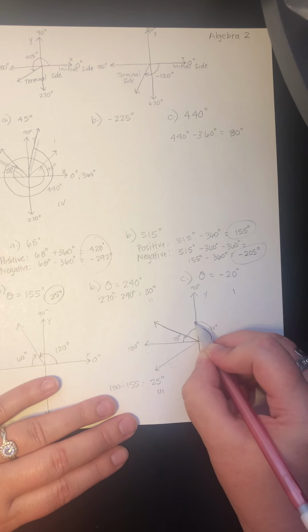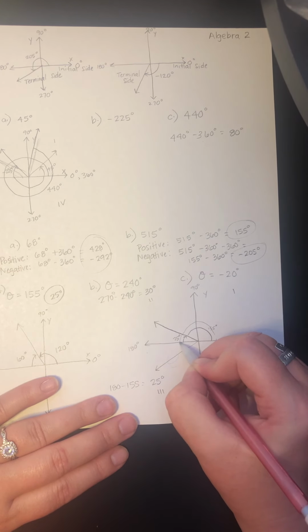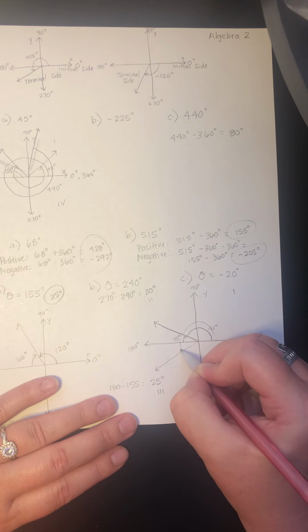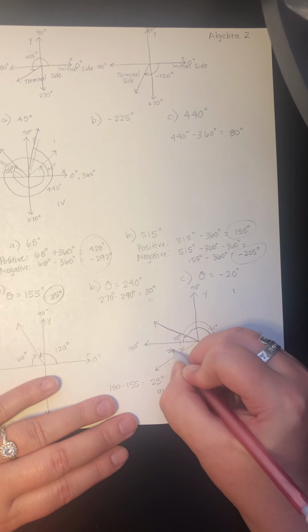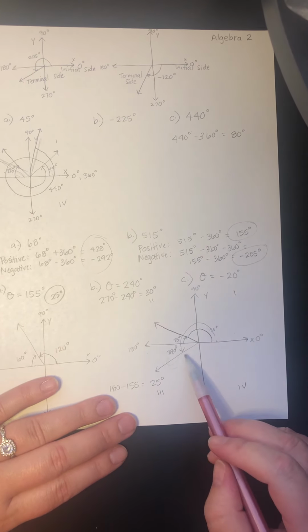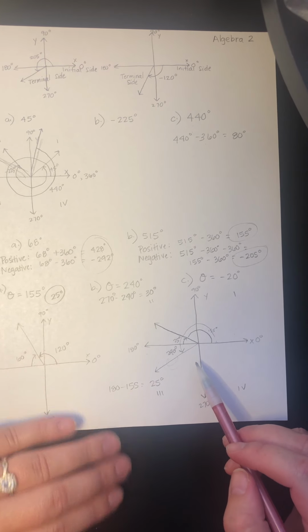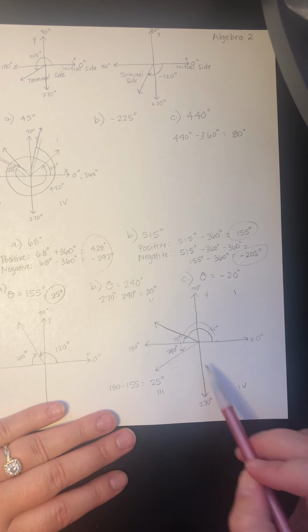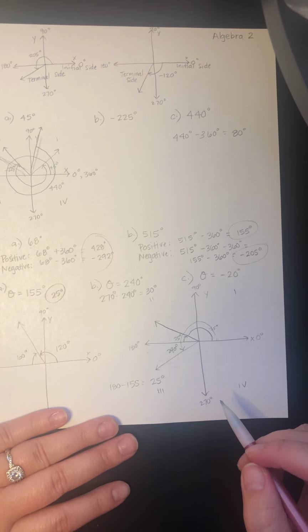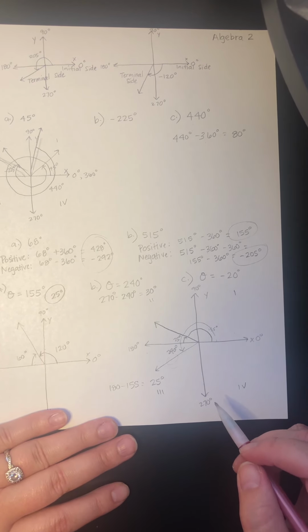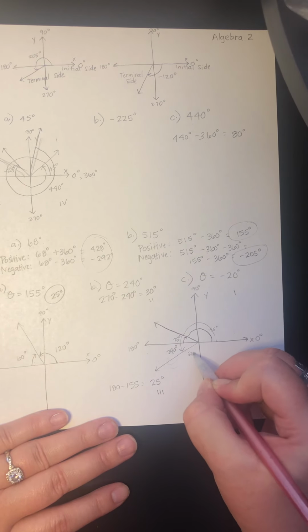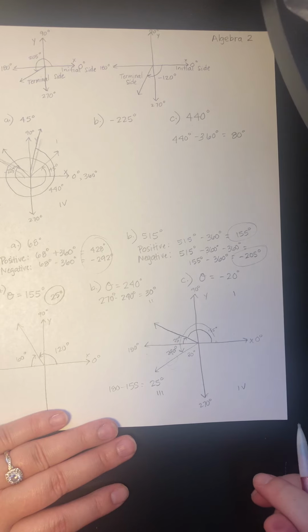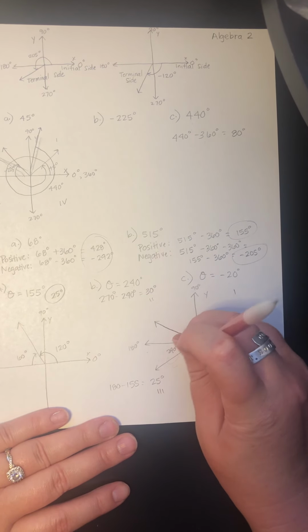So 0 to 90 to 180, and if we add 30 more to 180, we'll be at our angle of 240 degrees. Now, we need to figure out what the difference is between here and here. The difference for this angle, the reference angle, is going to be 30 degrees? No. You know why it's not 30?